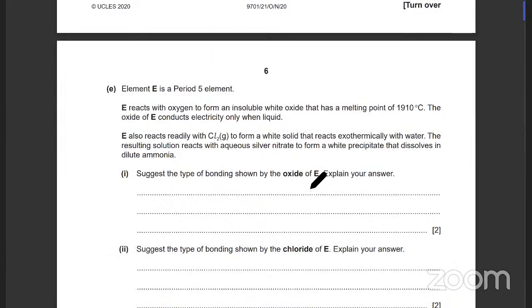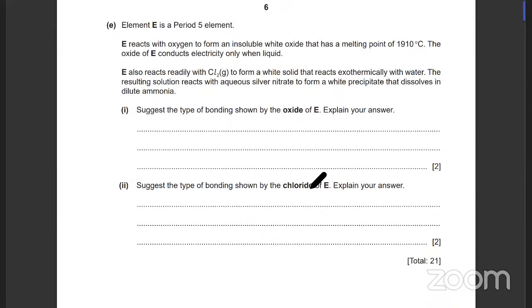So now we have element E, which is a period 5 element. So element E reacts with, so now you've only studied period 3.